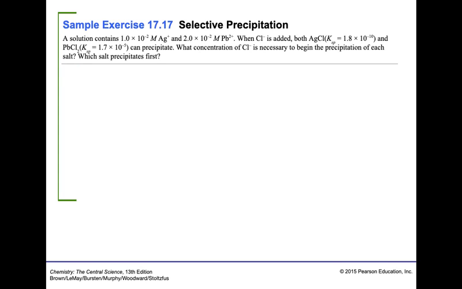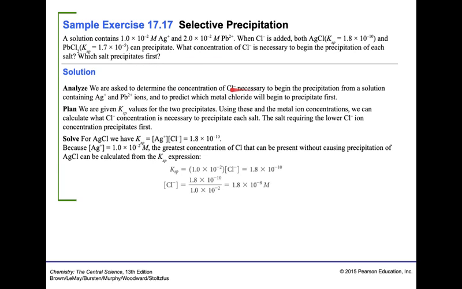So we're just going to be looking at these as separate entities with their separate KSPs, and we'll be doing some comparing as well. Okay, so again, we're looking at what concentration of chlorine is necessary to begin the precipitation from a solution containing lead and silver ions. And then we also need to predict which metal chloride will begin to precipitate first, okay? We're given the KSP. Using these and the metal ion concentrations, we can calculate what Cl concentration is necessary to precipitate each salt.